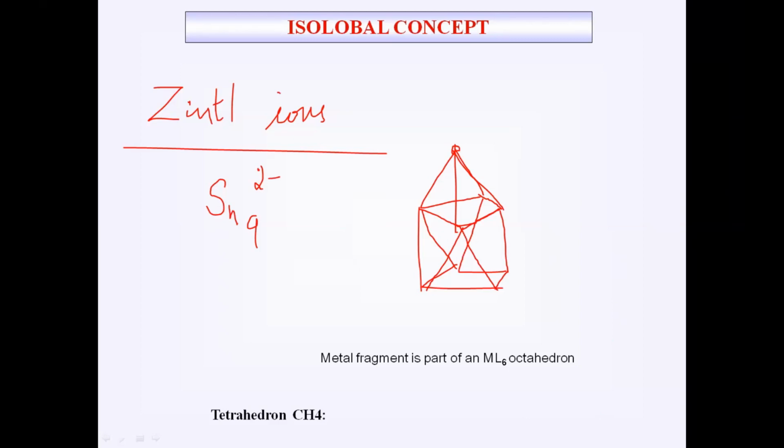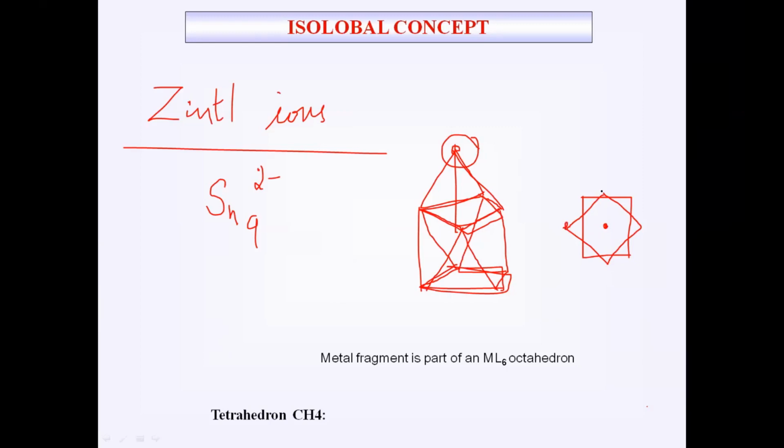Something like this, and 4 tin atoms. 4 tin atoms are at the base. They are planar, and next 4 more tin atoms are there. They are also planar, but the planes are like this way. If you see from the top, it will look like this. One of the tin atoms will be on top. Like this. I just put a dot for that.